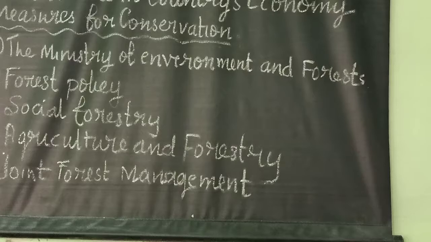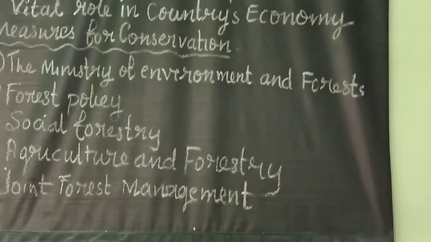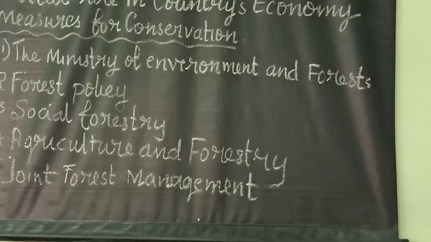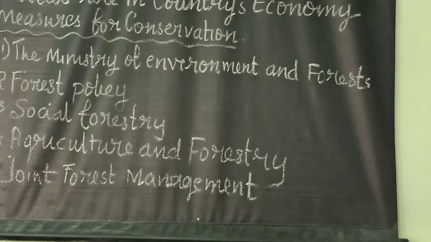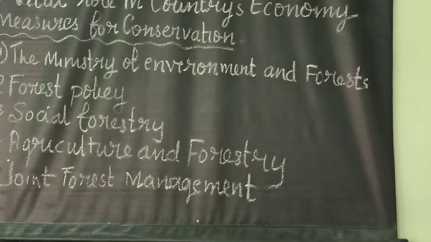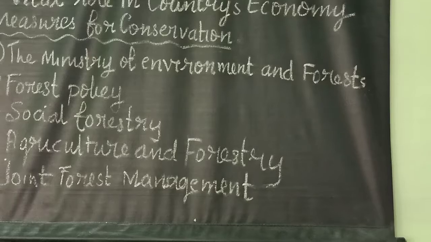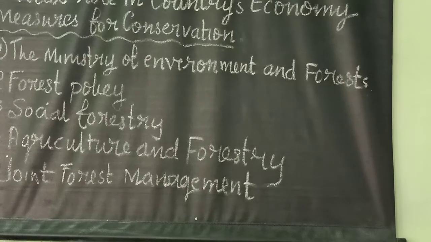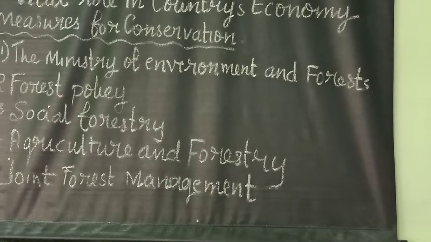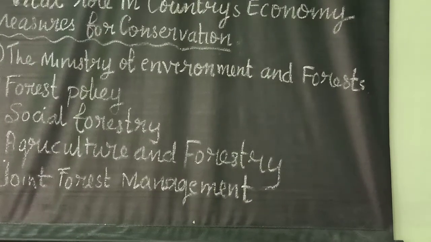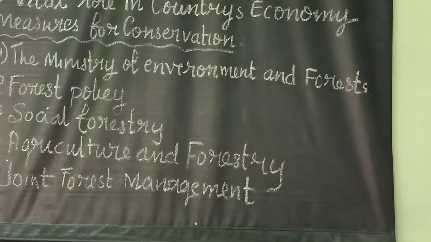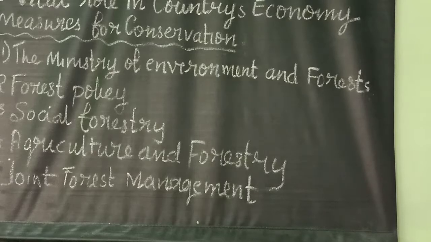Then the fourth one, agriculture and forestry. That means agroforestry. Agroforestry means what? A collective name for land use systems involving trees combined with crops on the same unit of land. The Indian government is also encouraging this agroforestry, mainly for what purpose? To meet the demand of fuel, fodder and timber for the increasing population.